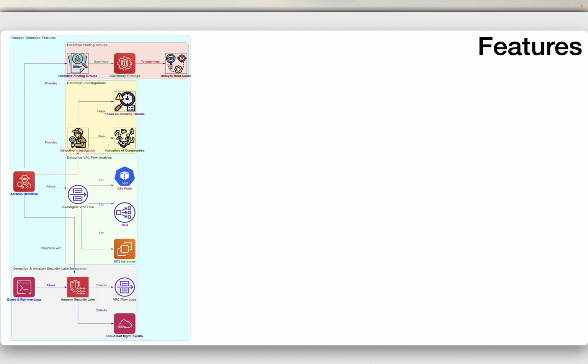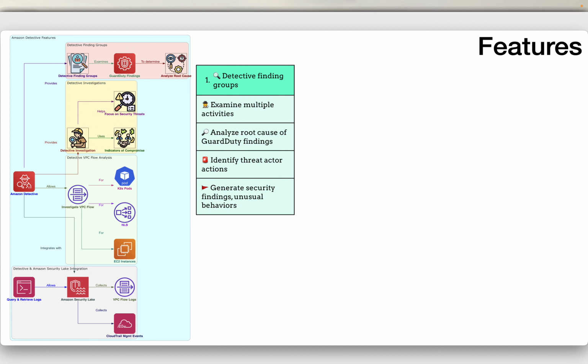So let's go through the features of Amazon Detective. So first one, Detective Finding Groups. Detective Finding Groups lets you examine multiple activities as they relate to a potential security event. You can analyze the root cause for high severity GuardDuty findings using finding groups. If a threat actor is attempting to compromise your AWS environment, they typically perform a sequence of actions that generate multiple security findings and unusual behaviors.